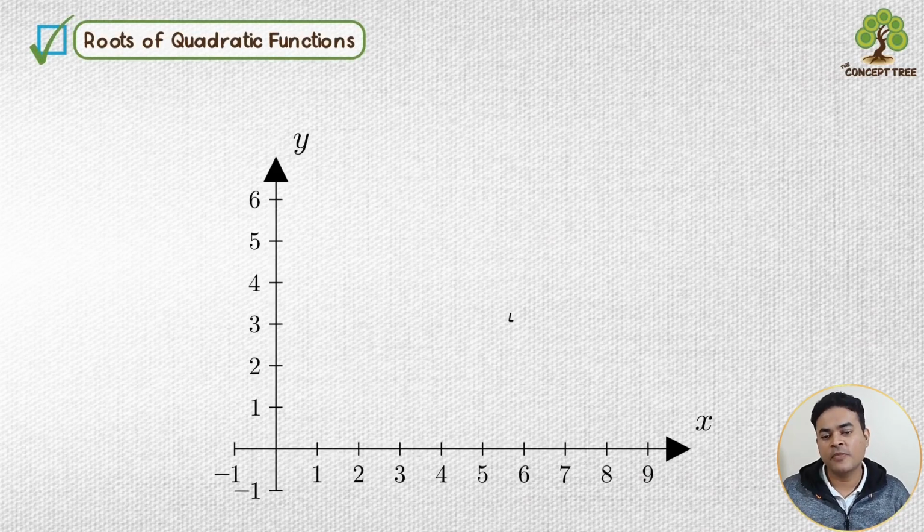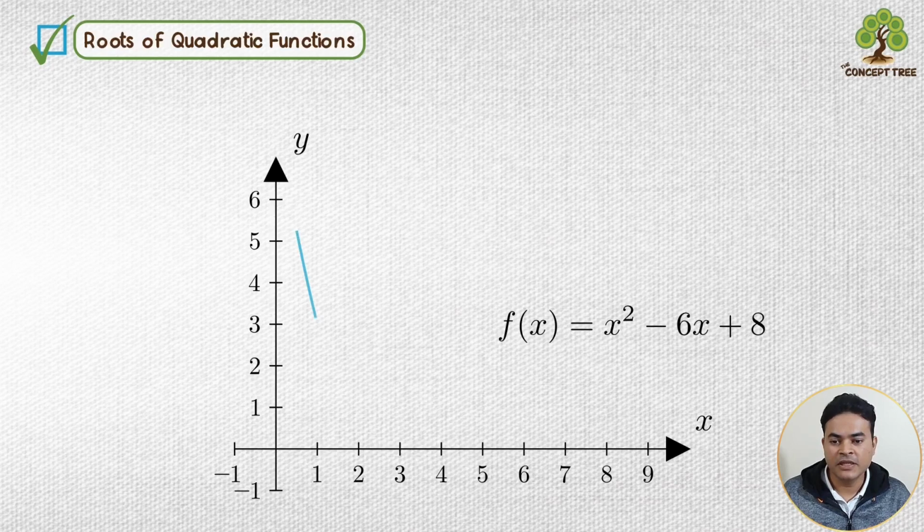In this part, we will understand the roots and graphs of a quadratic function. So if we plot a quadratic function x² − 6x + 8, the graph will look like this. Note that there are 2 points on the x-axis where the graph cuts the x-axis. The points are x equal to 2 and x equal to 4.